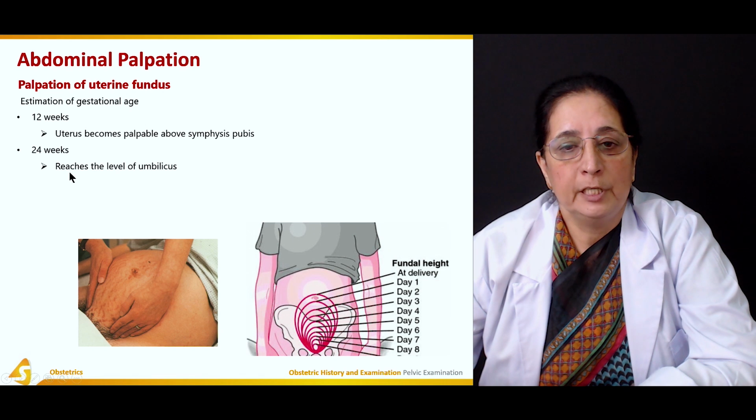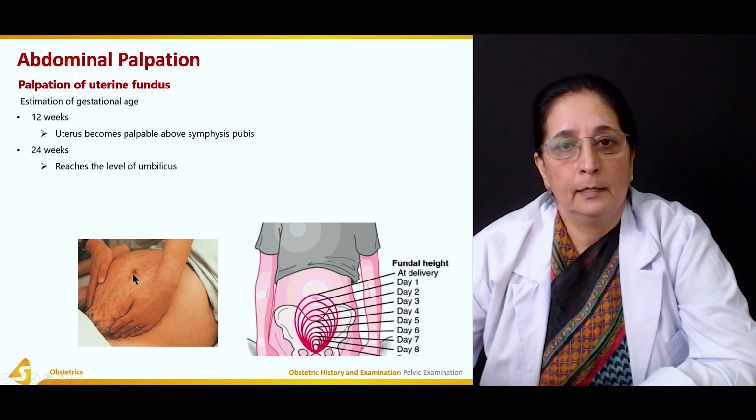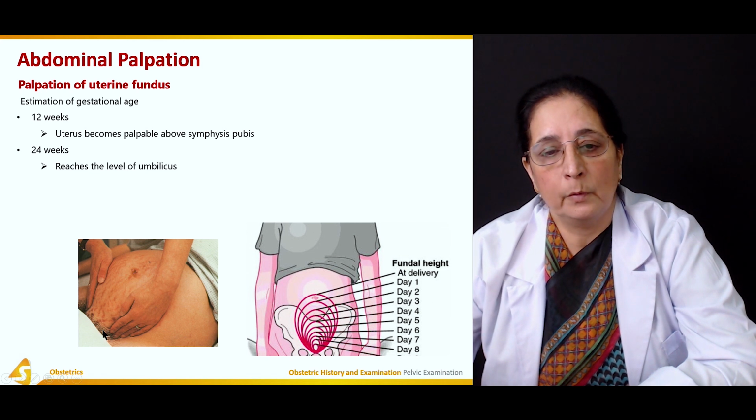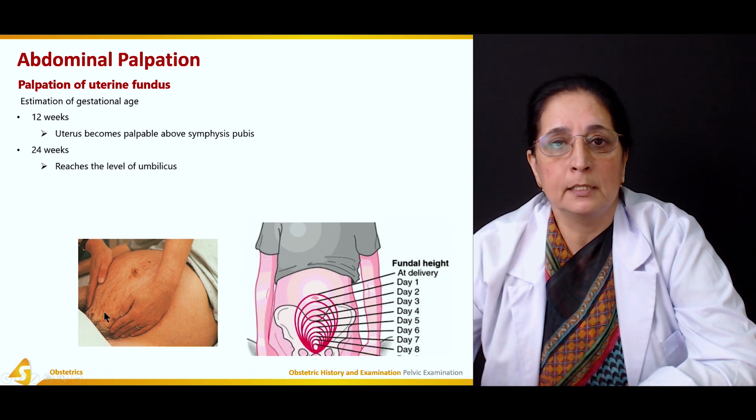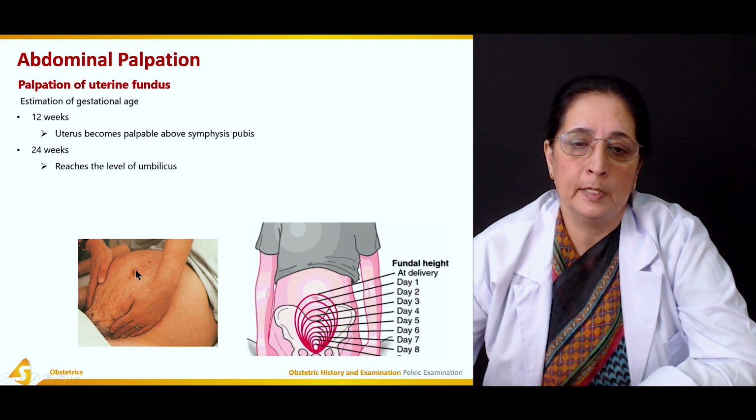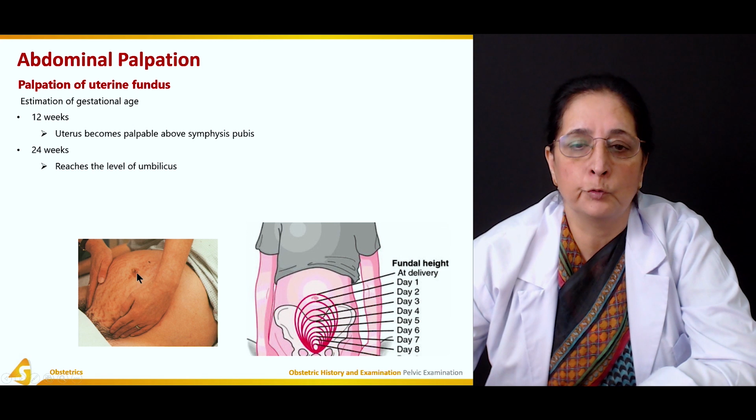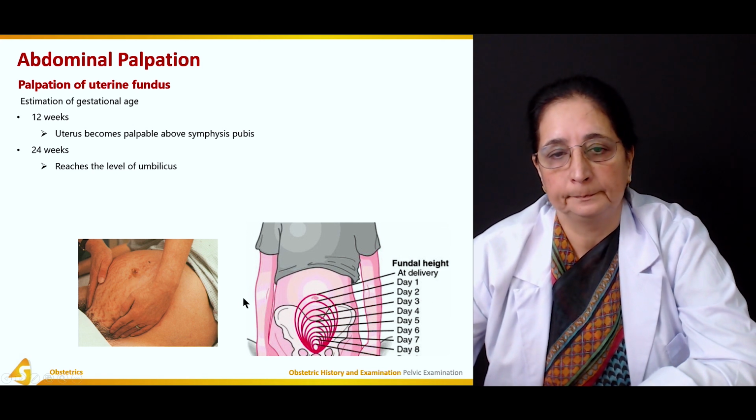At 24 weeks, it reaches the level of the umbilicus. Here, the umbilicus is the belly button. So at about 12 weeks, it's just above the symphysis pubis, and it's at the level of the umbilicus at about 24 weeks.